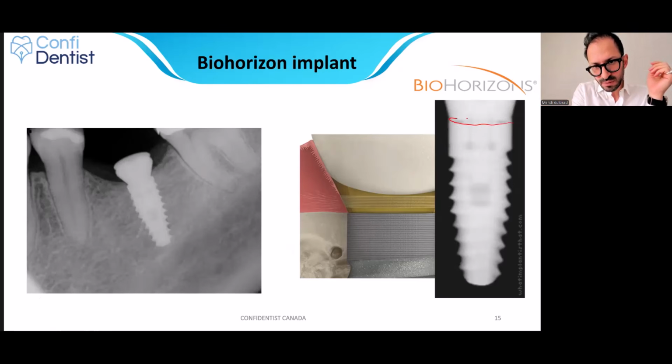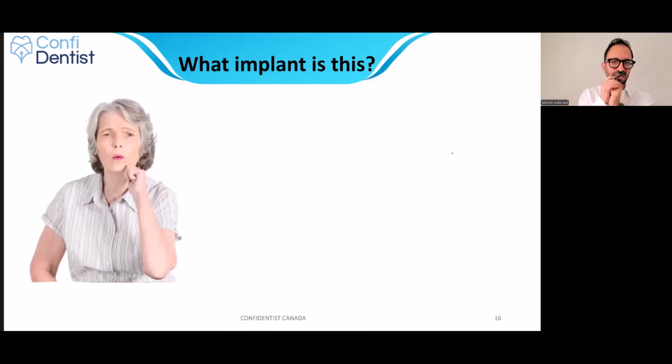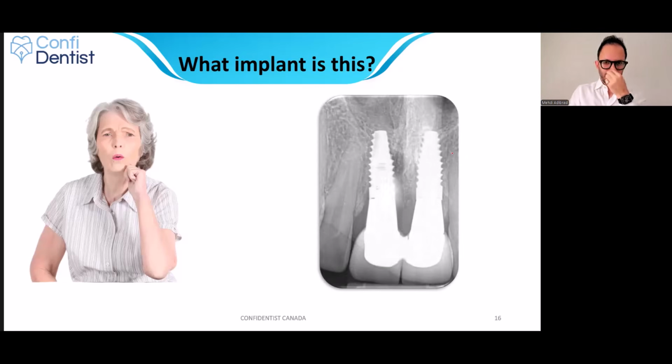This is the prosthetic platform, and this is the micro thread. Very, very fine and confusing micro threads. They give you the feeling that it might be a tissue level, but it's not. Okay. That's why I'm emphasizing that you should become familiar with different implant brands, because BioHorizons is one of those implants that we see very popular, very common, but it doesn't have platform switching, and it's not tissue level. So what implant do you think this one is?